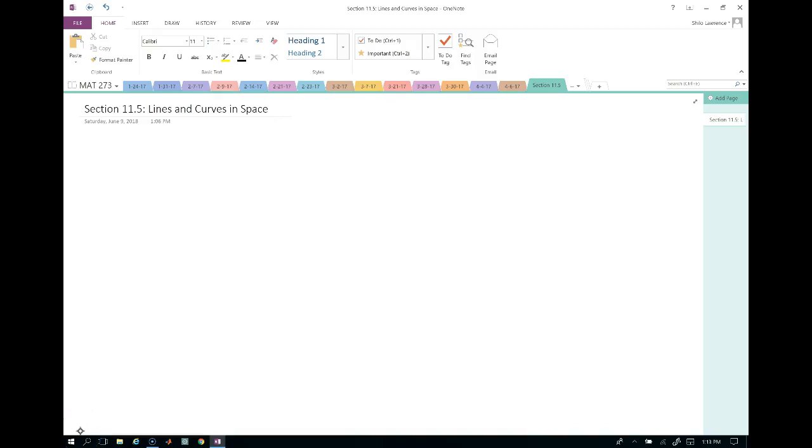In section 11.5, we are going to move away from vectors with constant components and start talking about vectors that have function components. And these are called vector-valued functions.